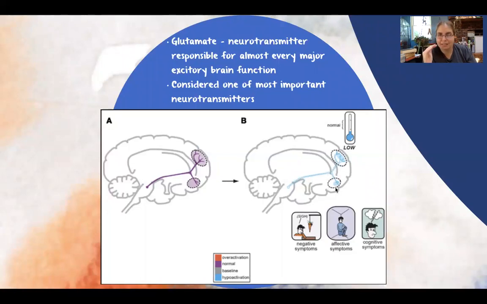So the glutamate levels are lower, and the thought is that the lower glutamate levels could result in the disorganization of thought and the kind of break from reality, where they perceive reality in different ways. It's because these aren't firing as they should be.